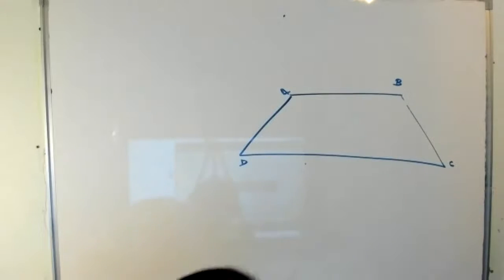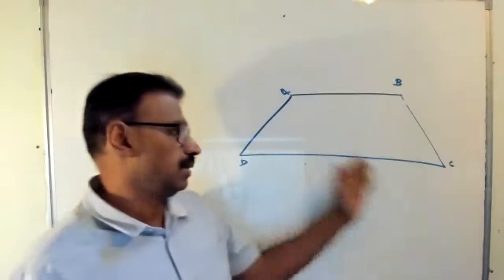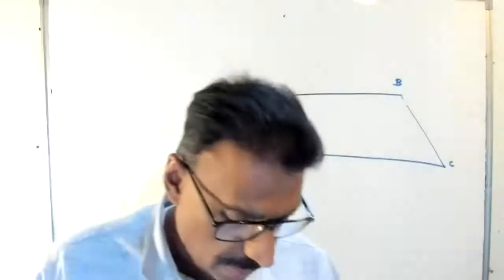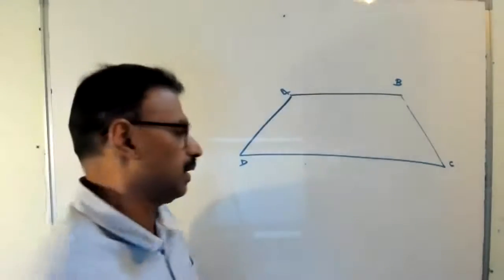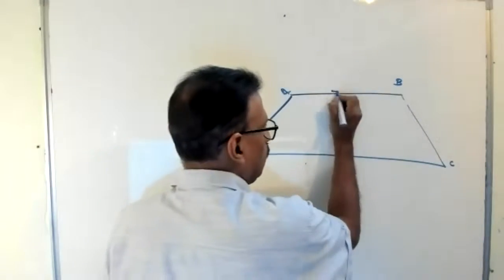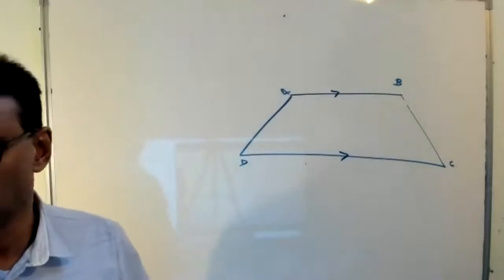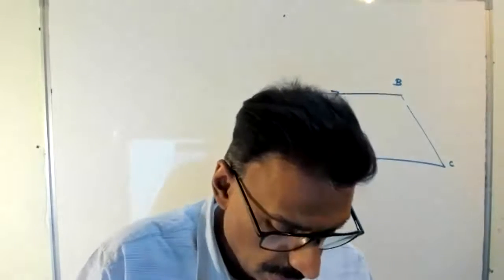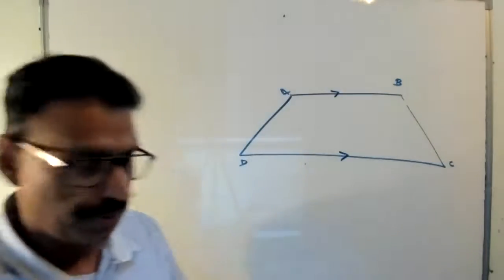Okay, look here. This is a trapezium. A trapezium means a quadrilateral having one pair of parallel sides. Look, this one, AB is parallel to DC. A quadrilateral having one pair of parallel sides is called a trapezium. Okay, draw this figure.